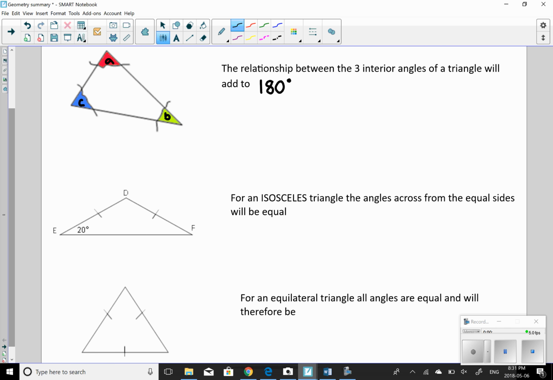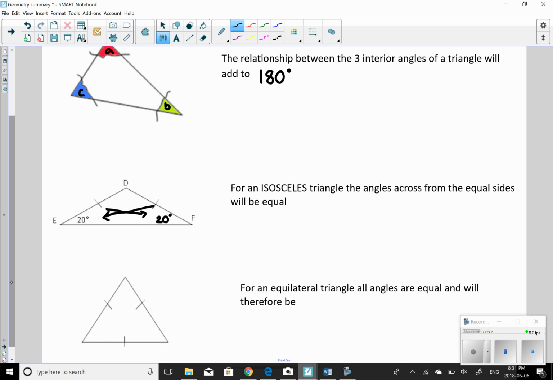For an isosceles, the angles across from the equal sides will always be the same. So if that's 20, this has to be 20 degrees. Okay, so isosceles will have two angles that are the same.